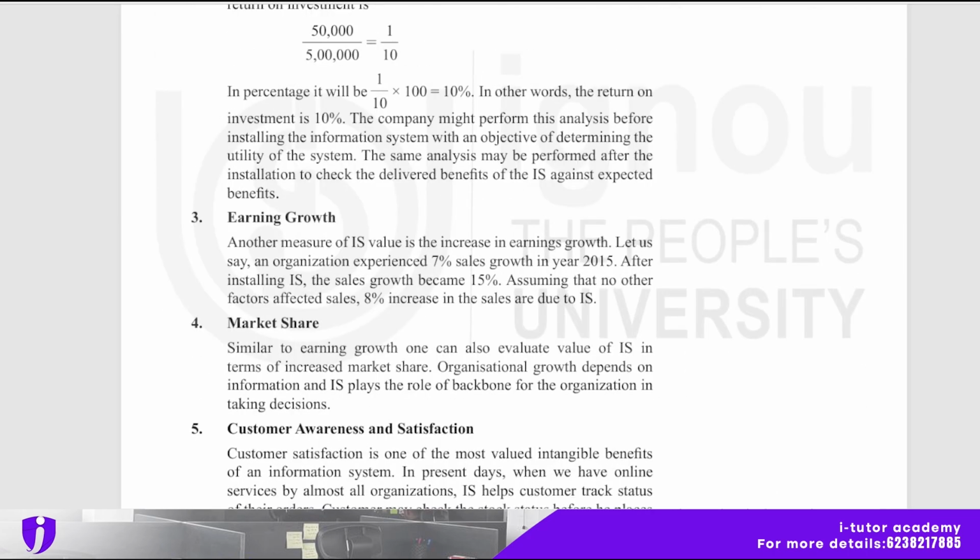Okay, so customer satisfaction is one of the most valued intangible benefits of an information system. In present days, when we have online services by almost all organizations, IS helps customers track the status of their orders, and the customer may check the stock status before he places an order, and all the leading companies conduct surveys on behalf of their client companies to determine the satisfaction level of their customers.